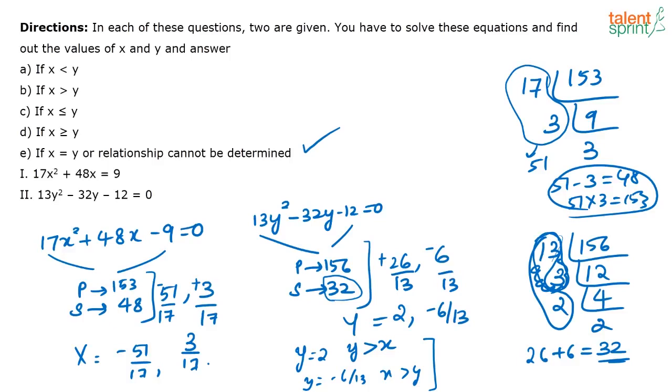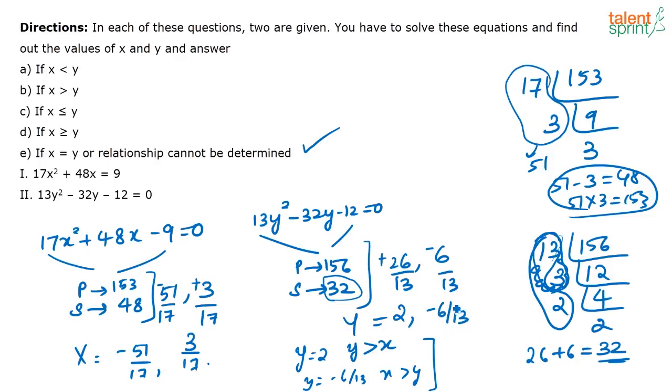Okay, so here you can see that two cases can happen. Either y is greater than x or x is greater than y. See, before we take the relationship between x and y, what you have to check is all the possible cases. In the previous questions it was easy, but in this question you have to check like this. How you do is, if y is 2, what can be x? X can either be minus 51 by 17 or 3 by 17. In both cases 2 is greater than both of these. So if y is 2, I can say y is greater than x.